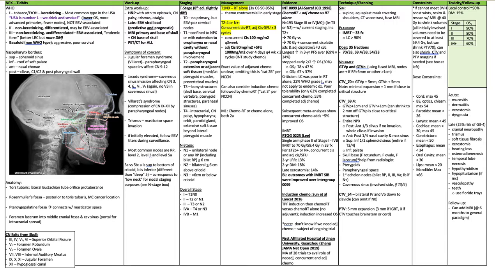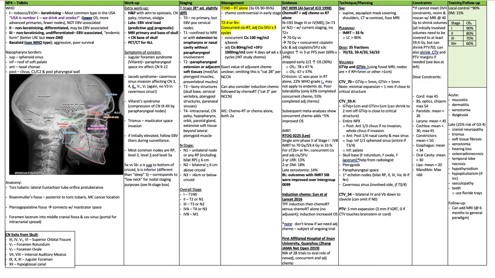Overall survival at 3 years was 78 versus 47%, and at 5 years was 67 versus 37%. So again, 30% increase in overall survival. Criticism with this trial was that local control was poor in the radiation alone arm. 22% of the patients had WHO grade 1, which isn't really applicable to endemic disease. It was really poor tolerability. Only 63% completed the concurrent chemo with the cisplatin, and only 55% completed the adjuvant chemo. Subsequent meta-analyses show that concurrent chemo adds approximately 5% improved overall survival.